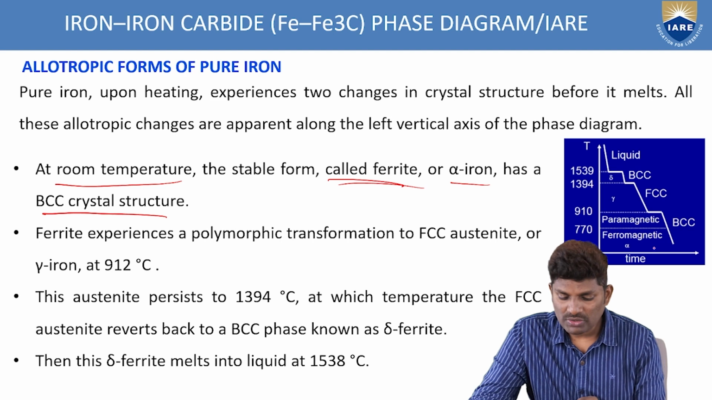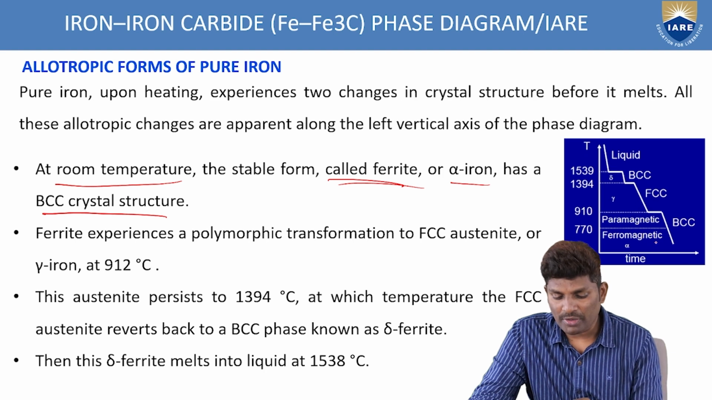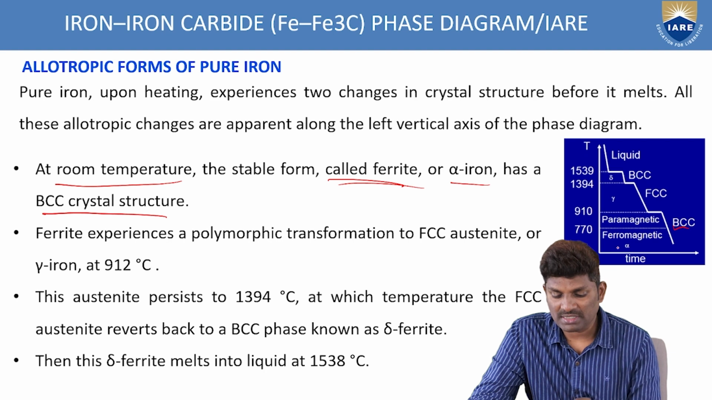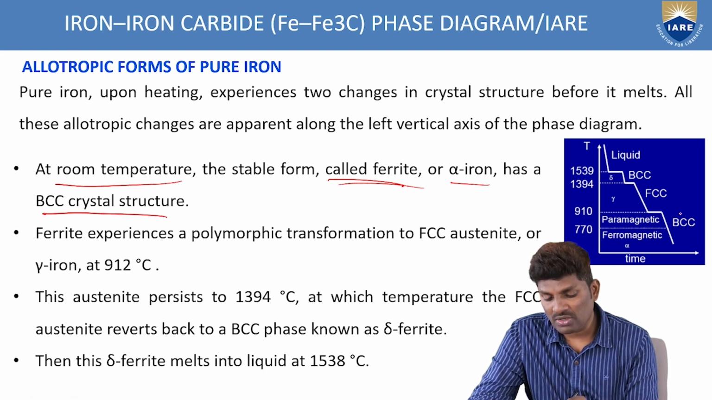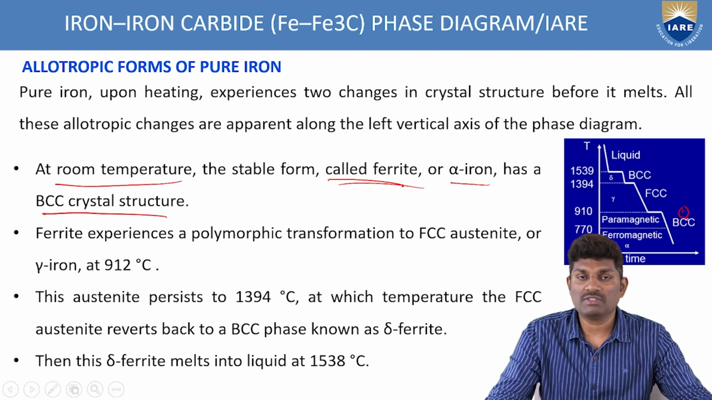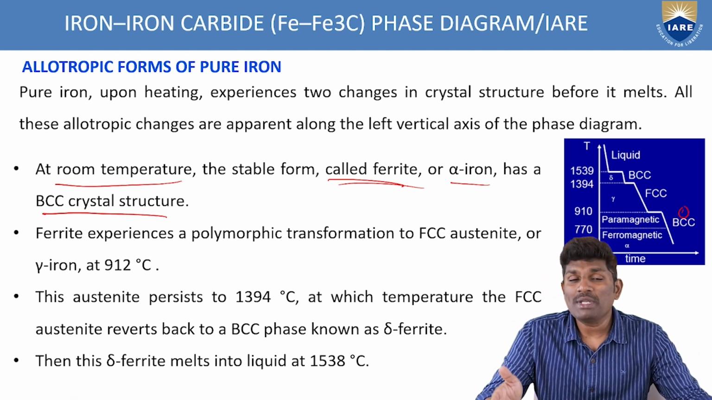Next, slowly, you can represent along the left vertical axis of the phase diagram. This is the ferromagnet, that is the alpha, which has the BCC type of crystal structure. So this is the first thing you can observe in this case. We'll represent it as 1. This is at room temperature, which has a BCC type of crystal structure.